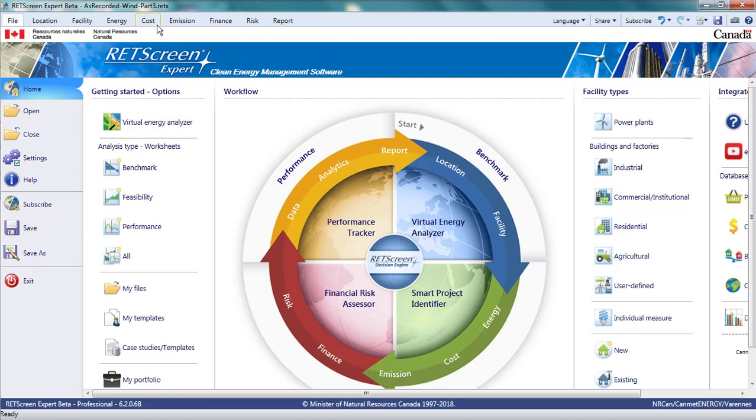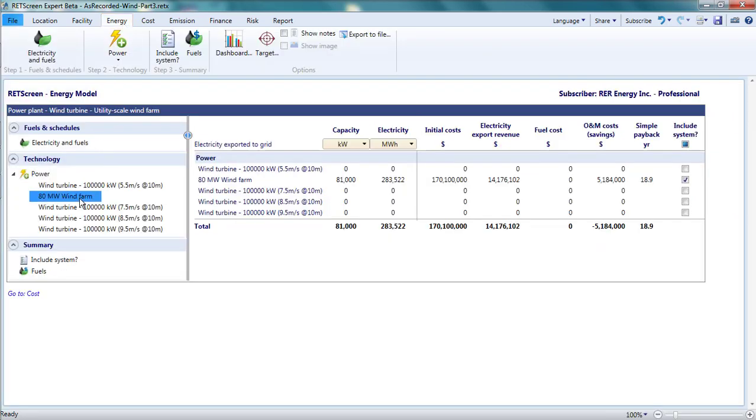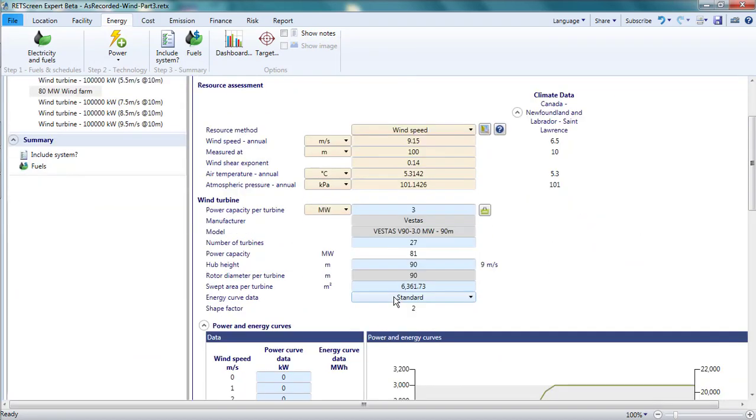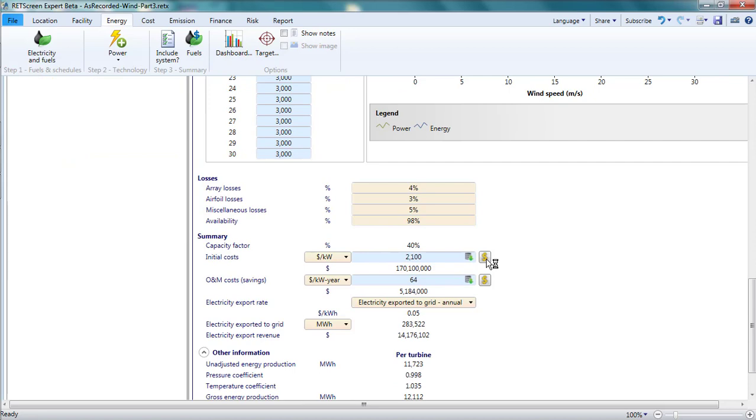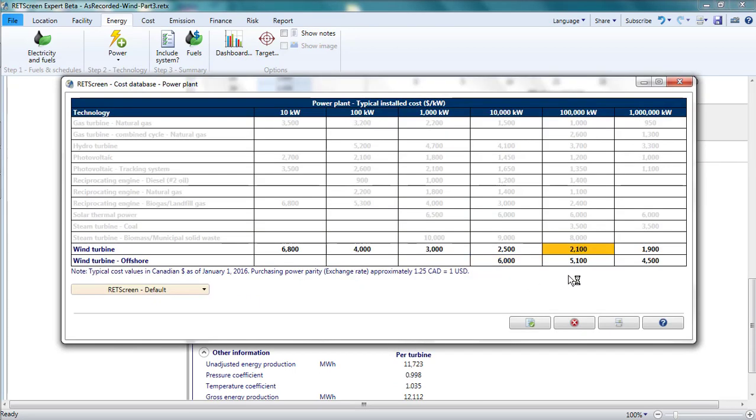Until now, I've used the initial costs and O&M costs suggested by the Virtual Energy Analyzer. These are taken from the cost database. Let's go to the energy page and look at this database. The cost database is accessed by clicking on the dollar sign icon beside the initial cost or O&M cost cells. For the initial costs, for example, it shows the cost per kilowatt of wind capacity as a function of the size of the project. For 100 megawatts, the size nearest that of this project, the value is $2,100 Canadian per kilowatt. This is the currently selected value, and it is highlighted in yellow.